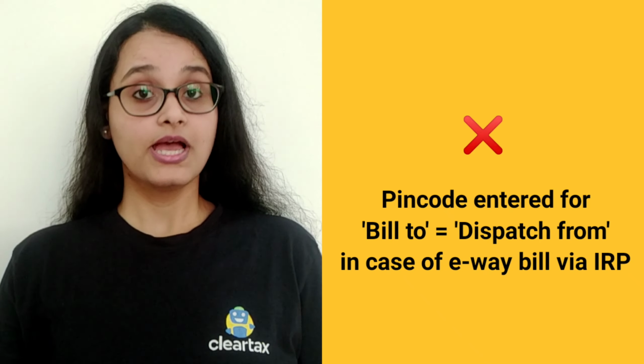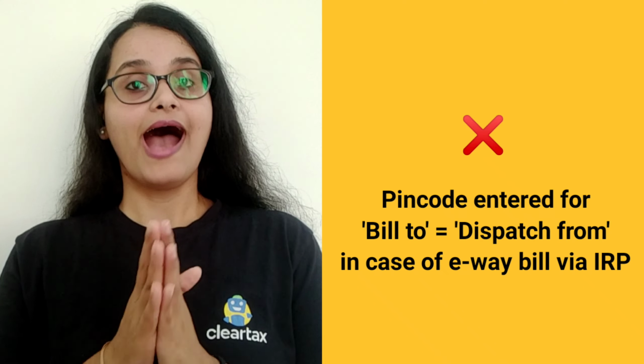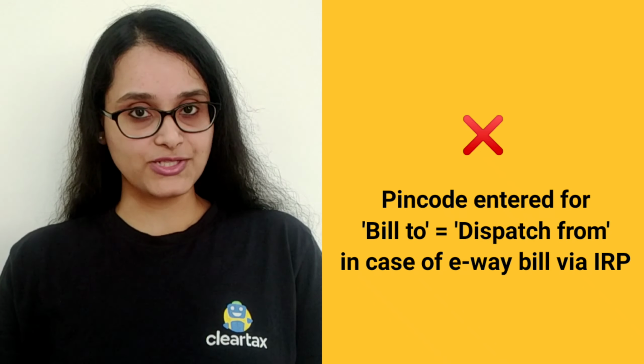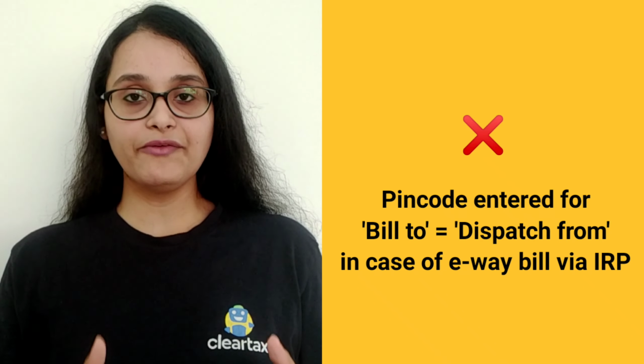The last of don'ts: do not enter the same PIN code as bill to in case of dispatch from while you are generating e-way bills together with IRN. Note that the distance to destination cannot be 0 or null in case of e-way bill generation. Hence, if you encounter such a situation, the invoice must be marked for IRN generation only and not for e-way bill generation on the billing or ERP system. Thereafter, the e-way bill must be generated on the NIC's e-way bill portal only.